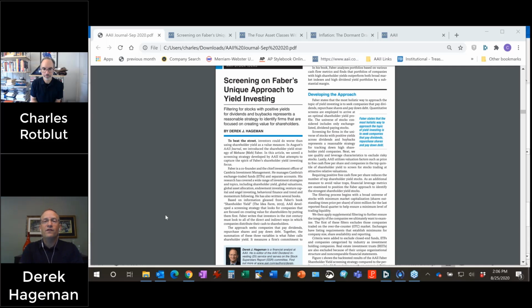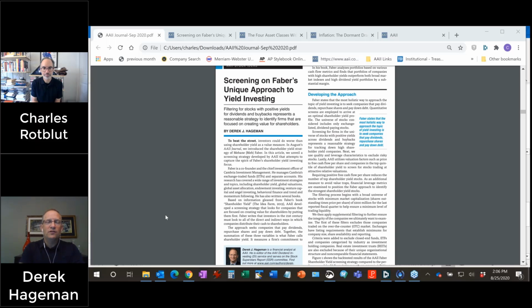And one of the filtering criteria, and actually the one we started with, was to look at the broad universe of stocks, and we were looking for companies with a minimum market capitalization, so shares outstanding times price per share. We were looking for a minimum market capitalization of $200 million for the last reported fiscal quarter, and we really did this to help us ensure a minimum level of trading liquidity.